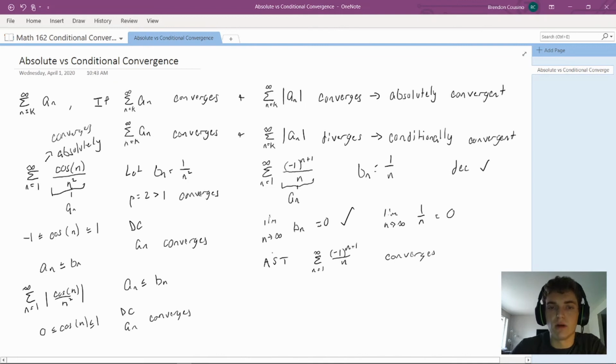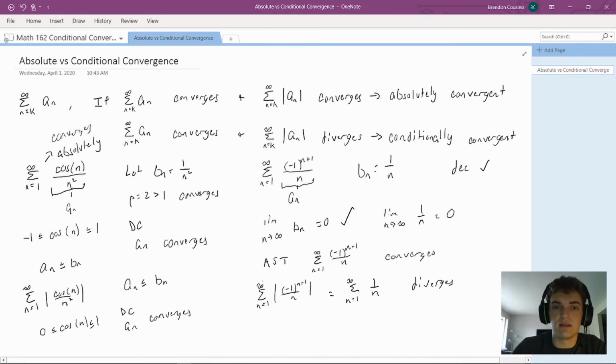Now we're going to take the absolute value of that. This is the series as n equals 1 to infinity of the absolute value of negative 1 to the n plus 1 over n. This is just equal to the series of 1 over n, which is our harmonic series, and we know that our harmonic series diverges. So we know that our series of a of n converges and our series of the absolute value of a of n diverges.